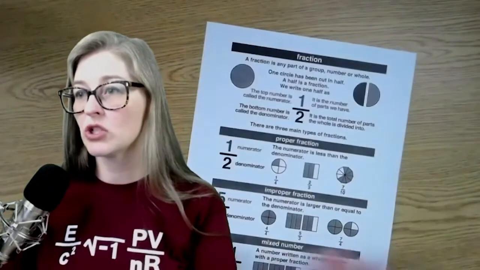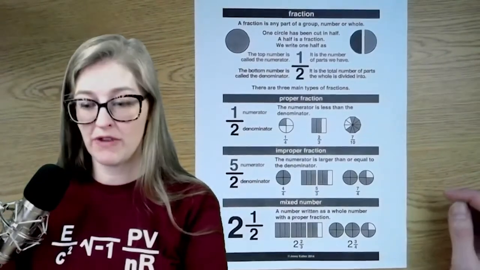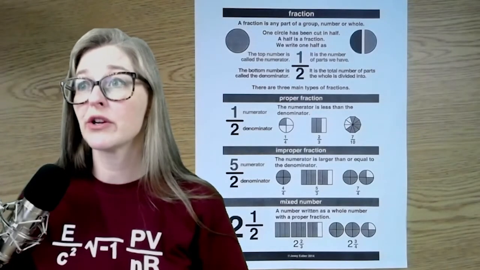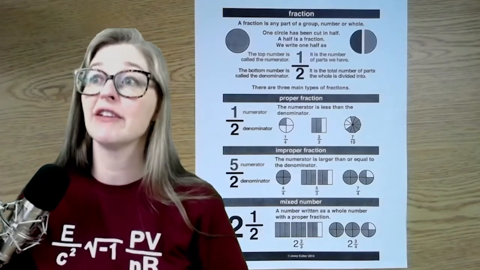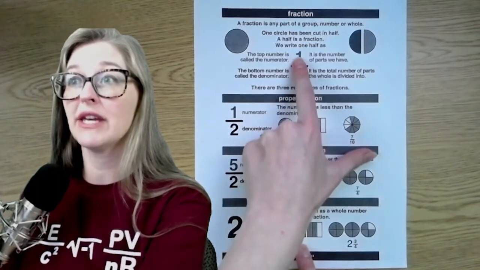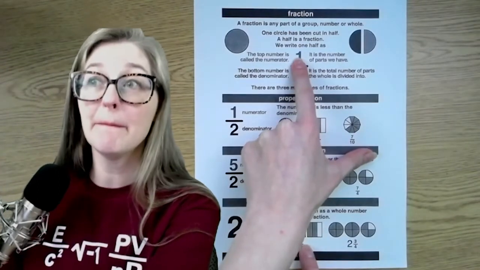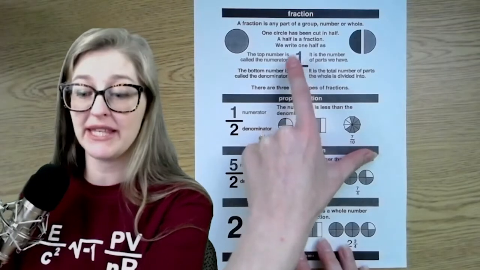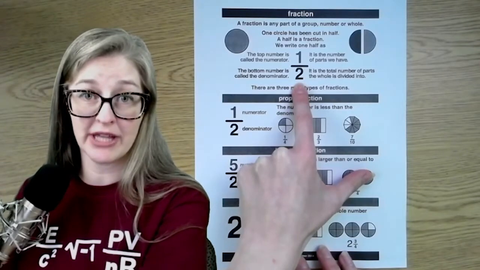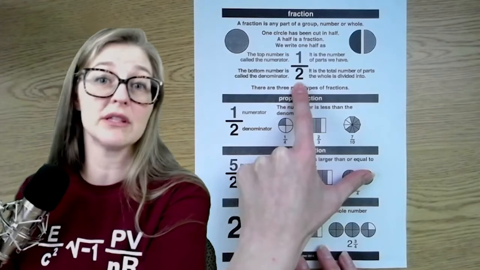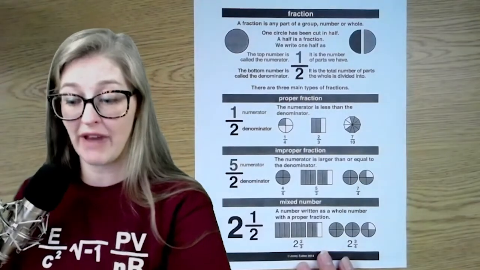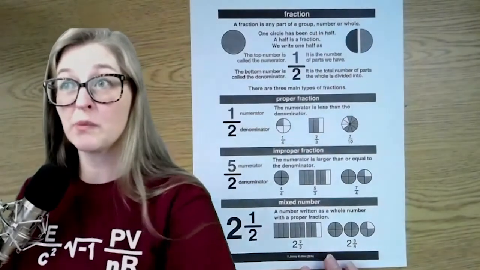So just to continue our quick vocab review, a fraction is any part of a group, number, or whole. One circle has been cut in half. A half is a fraction. We write 1/2 as 1/2. Again, this is the numerator. It is the number of the parts we have, the number of pieces. The bottom is the denominator. It is the kind of fraction that I'm dealing with, the denomination or the size, the kind of fraction. It is the total number of parts that the whole is divided into. So a fraction is part of a whole.